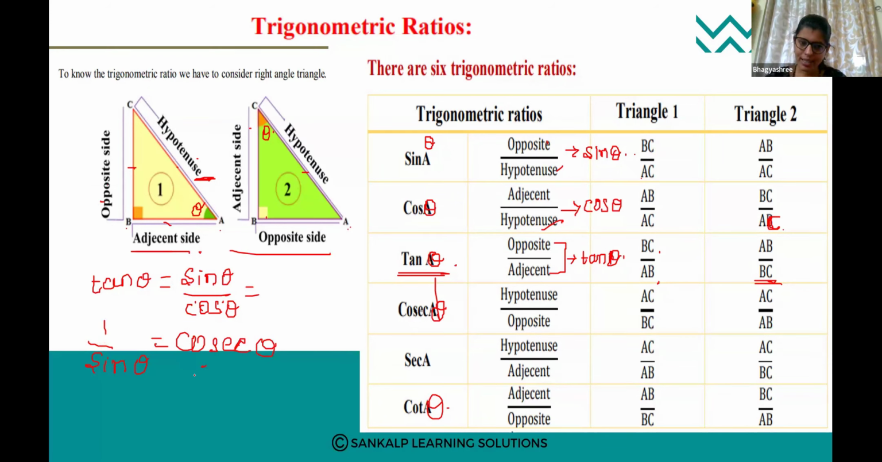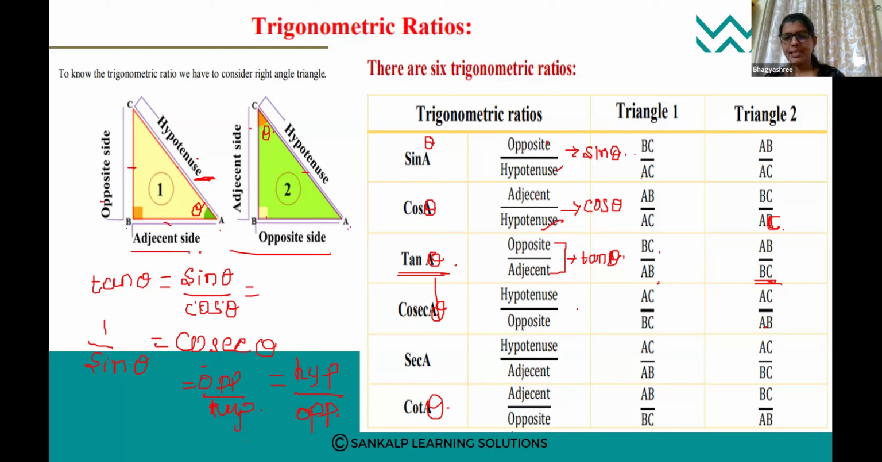See here, what is sine theta? Sine theta is opposite divided by hypotenuse, right? If we flip it, we get hypotenuse divided by opposite. So this one is cosec theta, the reciprocal of sine theta. If we flip sine theta exactly, what will you get? Cosec theta. See here, hypotenuse divided by opposite. Which one is the hypotenuse? AC divided by BC. Look, exactly flipped: AC divided by BC. Here also, flipping, we get AC divided by AB.